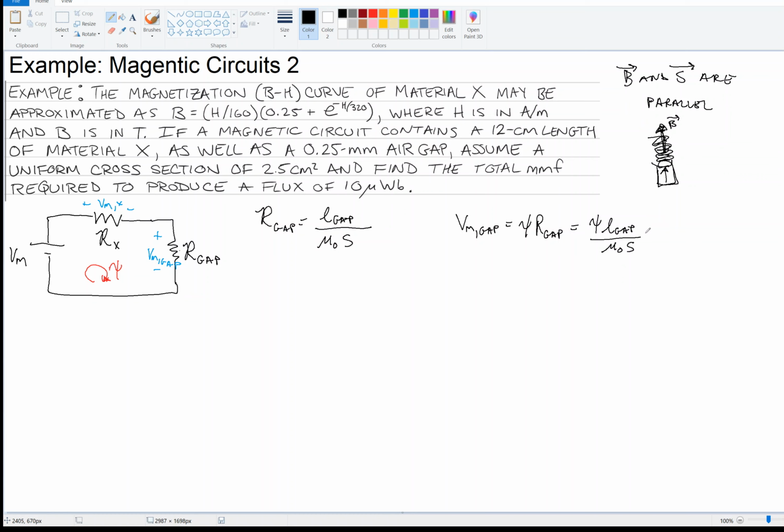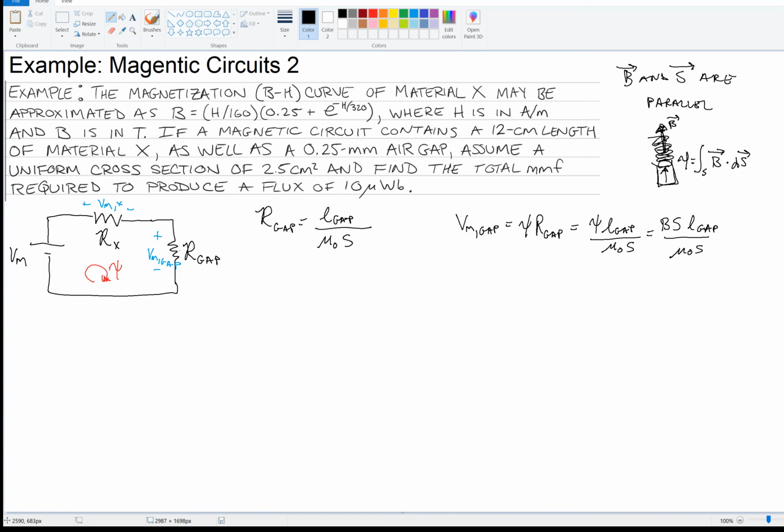So I can use that fact and substitute just B times S in for the flux. If they're parallel, then that integral, the flux equals the integral of B dot dS, is just B times S. And so that's B times S times L gap, over mu 0 S.